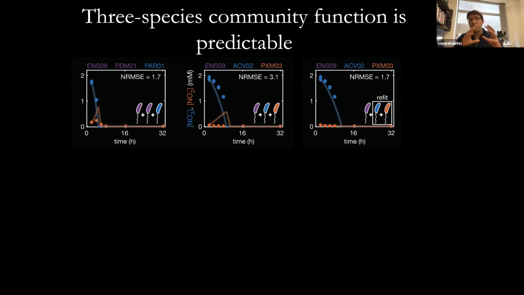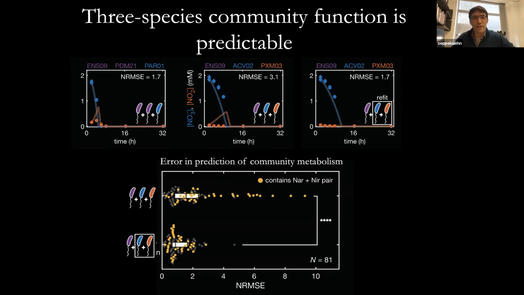So there's a sense in which this NAR plus NER pair is acting as an effective single species in the community. And this is just showing you that if we take this sort of coarse graining approach to predicting the metabolite dynamics in the 3 species community, our error in the prediction is very low. And if we don't, for some of these communities that contain these pairs, the prediction fails. I am going over time, I'm sorry.